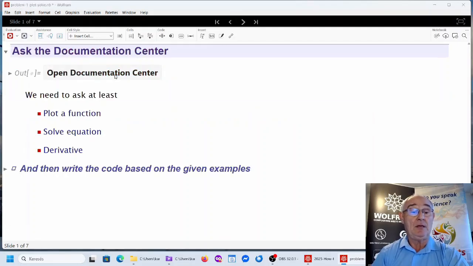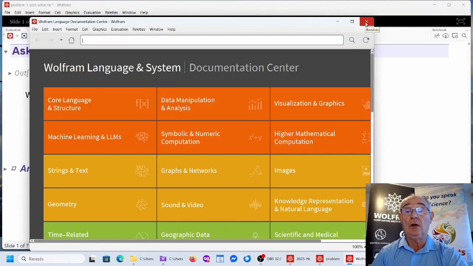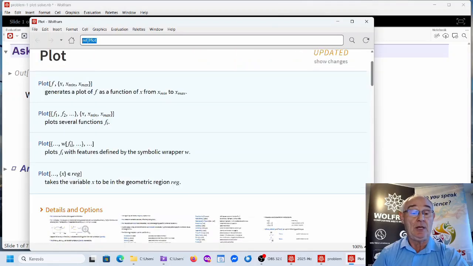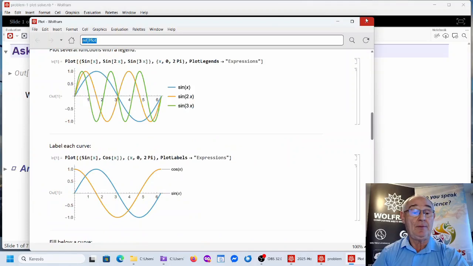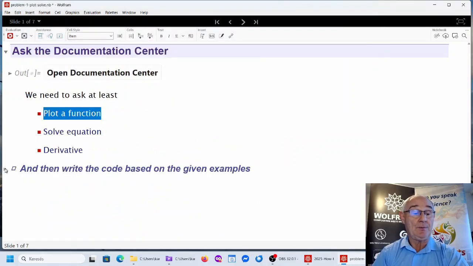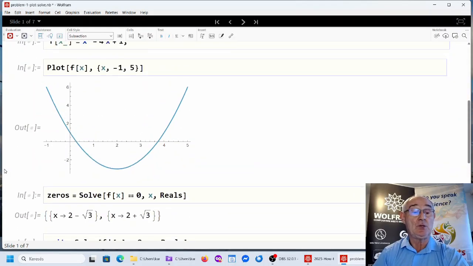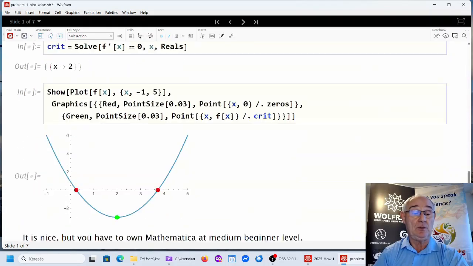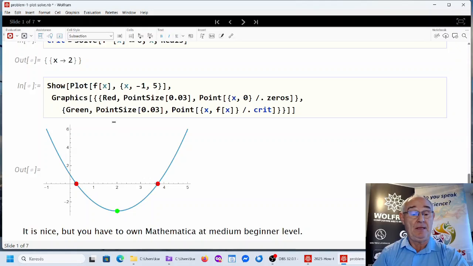Before doing anything, I can open the Documentation Center, or I can directly call the Documentation Center elements like Plot. Using the examples in the help, I can write my own code. For this simple problem, I need the plot of the function, solving an equation, and the derivative. After that we are able to write the code of this solution: defining the function, plotting the function, finding the zeros, the critical points, and showing them together. It's pretty nice, but it's not simple.